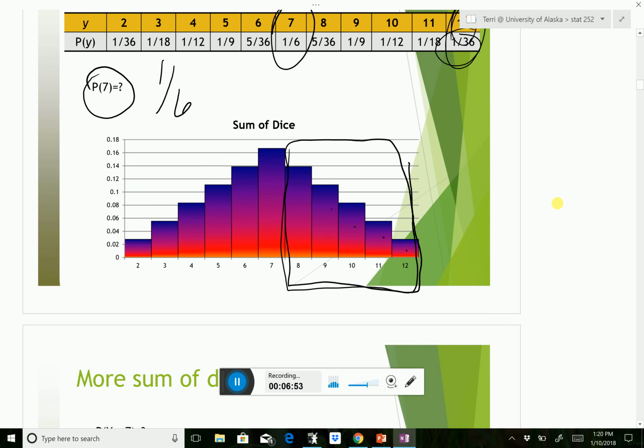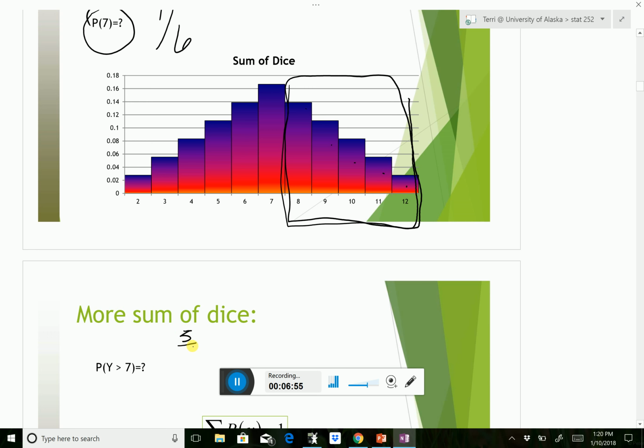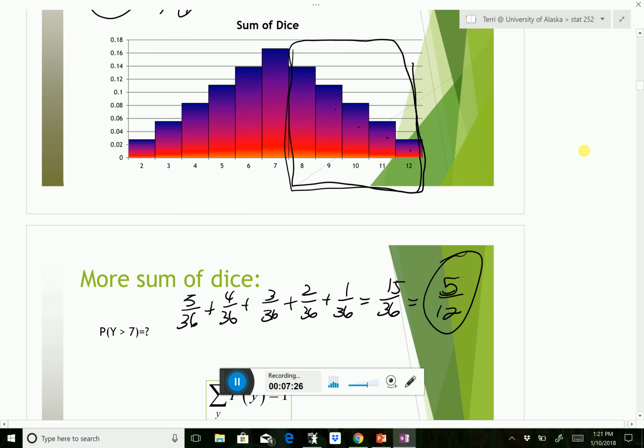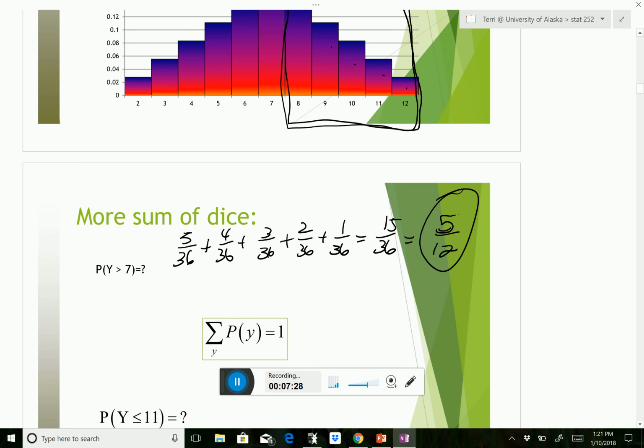So I'm going to add 5 out of 36 plus 4 out of 36 plus 3 out of 36 plus 2 out of 36 plus 1 out of 36. Okay, that's not very hard. So that is what? 15? Yeah, 15 out of 36. Or divide them both by 3, and I get 5/12. So if you want to roll a number greater than 7, that has a chance of 5/12, a little under a half.